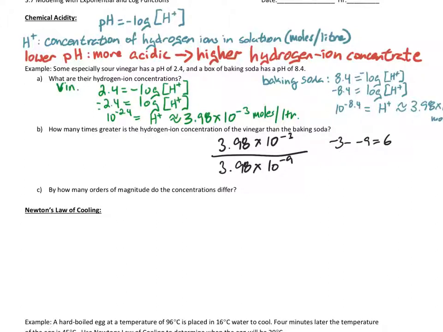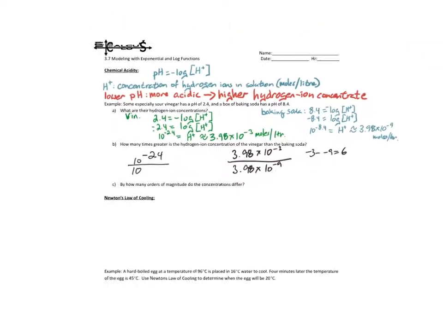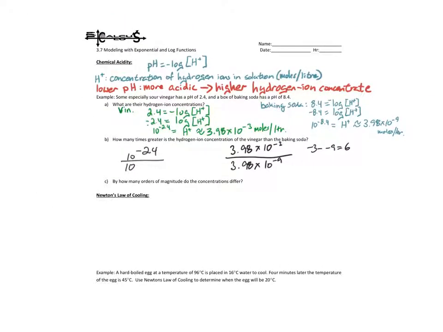I also want to show you something over here. We could have even just gone back. If they hadn't asked us for the concentration, we have 2.4, right? So -2.4 and -8.4. If we were to just subtract these, we would have also come up with 6. Two ways to think about the same type of problem.